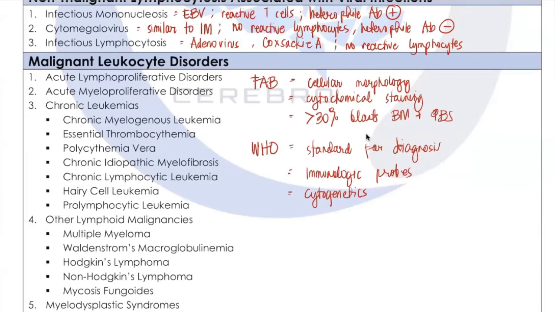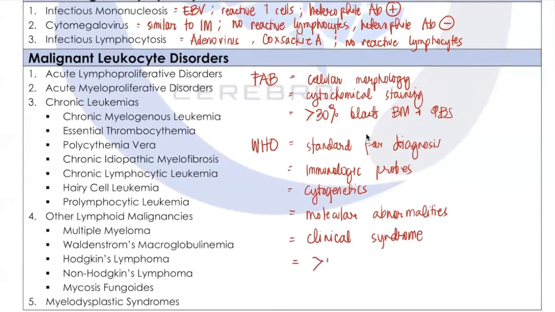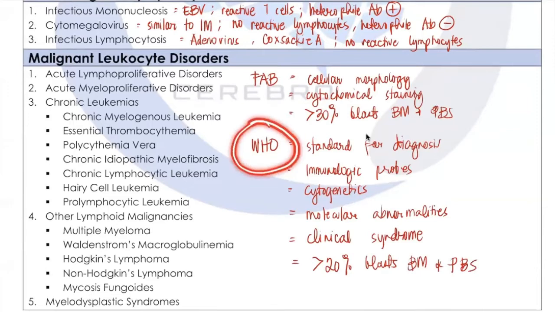And we have molecular abnormalities, or mutations. And we have the presentation, or what is called the clinical syndrome. Now, based on WHO, leukemia is the presence of greater than 20% blasts, both in the bone marrow and the peripheral blood smear. So this is where we will focus, our WHO classification.